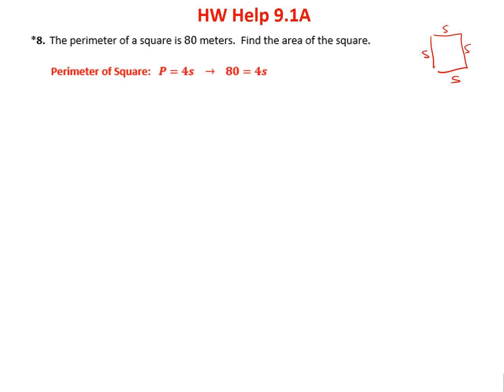So if 80 equals 4s, let's divide both sides by 4. And that would tell us what the side of the square is. So the side of the square, 80 divided by 4, is going to be 20. So that's our side. Now what's the area? Well, the area is base times height, but since they're the same, it's just side times side, or side squared. So we have 20 squared, 20 times 20. So my area is 400 meters squared.